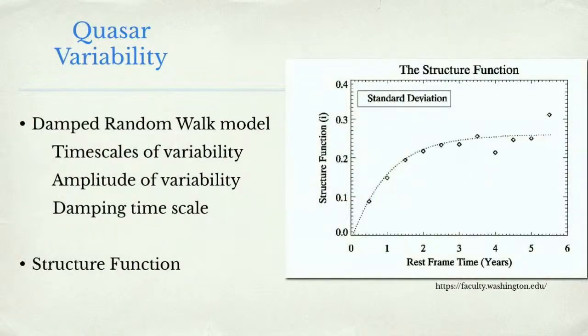Okay, so the most famous model that people use to study quasar variability is the DRW, damped random walk, where they can easily understand the time scales of variability, the damping time scale, and the magnitude of the variability. One of the ways to study this variability is through the structure function, a statistical measure. On the right, you can see a typical structure function of a typical quasar, plotted with the amplitude of variability against the difference in the measurements.